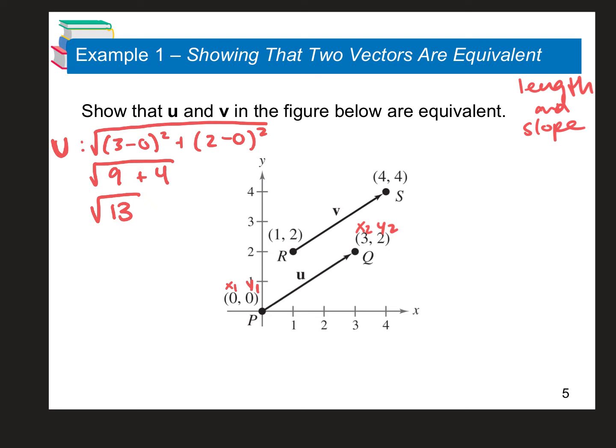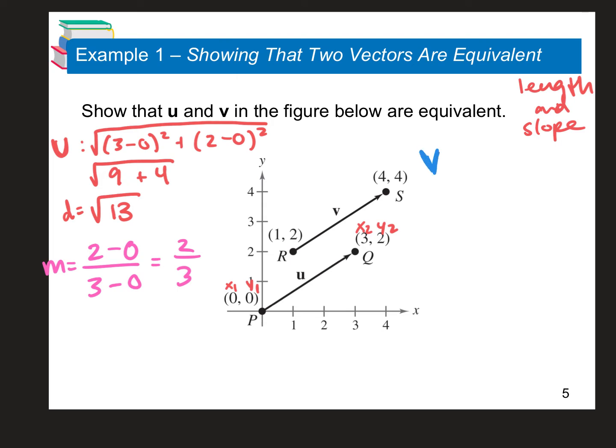And then to find the slope, we do the slope formula. So that'll be the change in y's over the change in x. So y2 minus y1, 2 minus 0, over 3 minus 0. So this will be 2/3. So that is the distance and the slope for u. Now we have to do the same thing for v and check and see if they're the same.